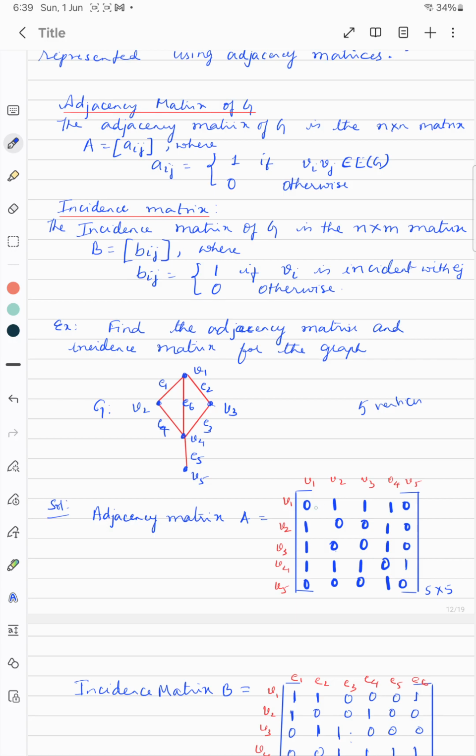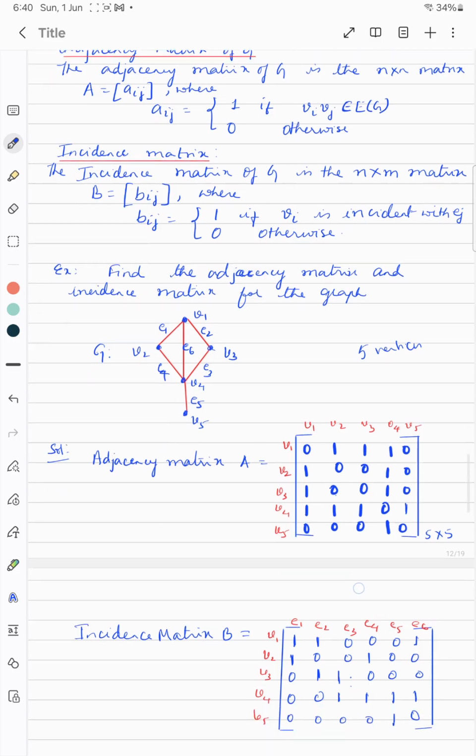You can see that in the first row there are 3 ones, which means the degree of vertex V1 is 3. In the second row, there are 2 ones, hence the degree of V2 is 2. Similarly, V3 degree is 2, V4 degree is 3, and V5 has 4 ones... then V5 the degree is 1. So this is the information that you get from the adjacency matrix.